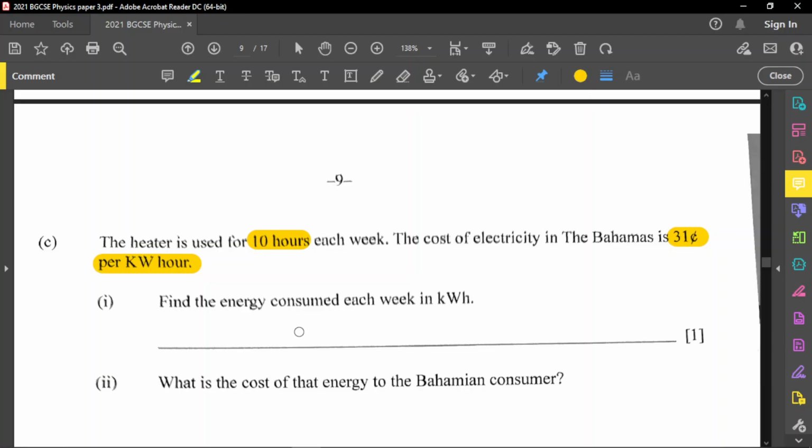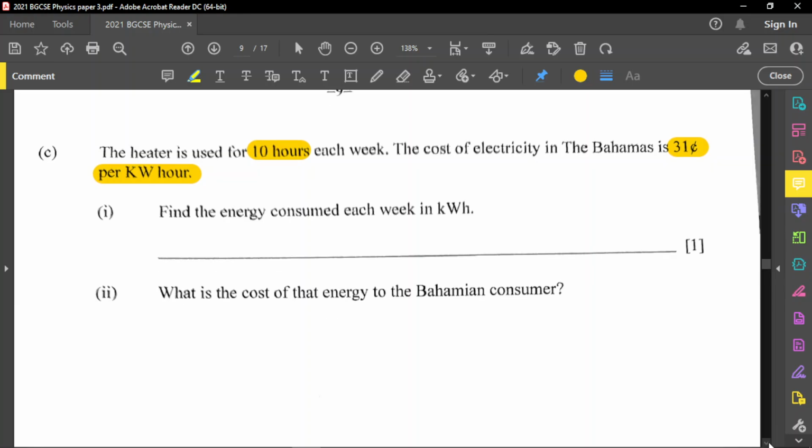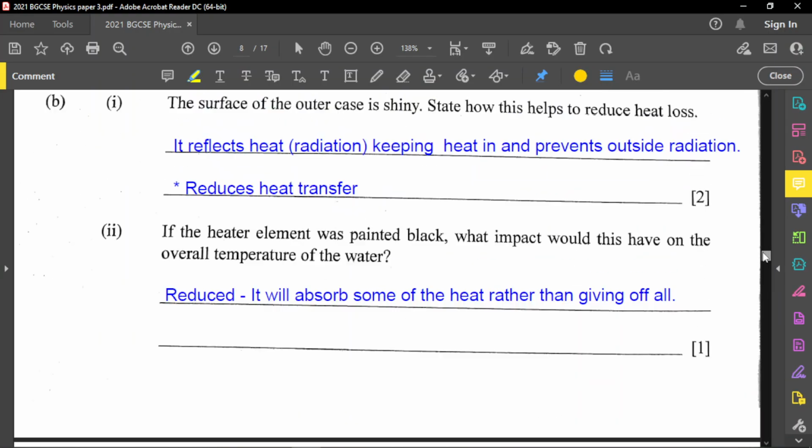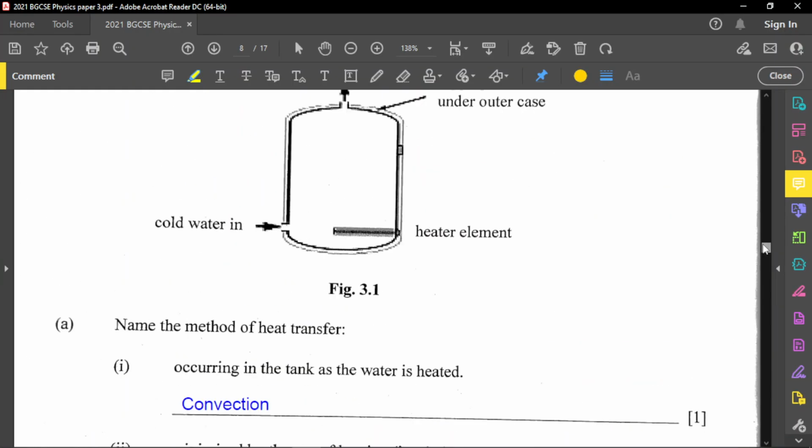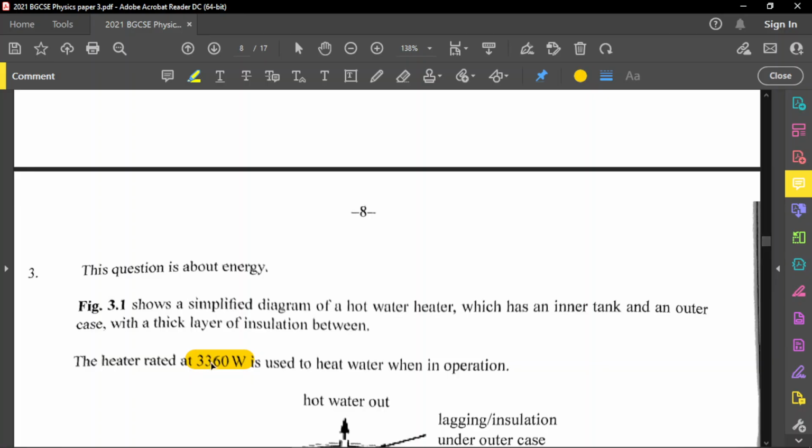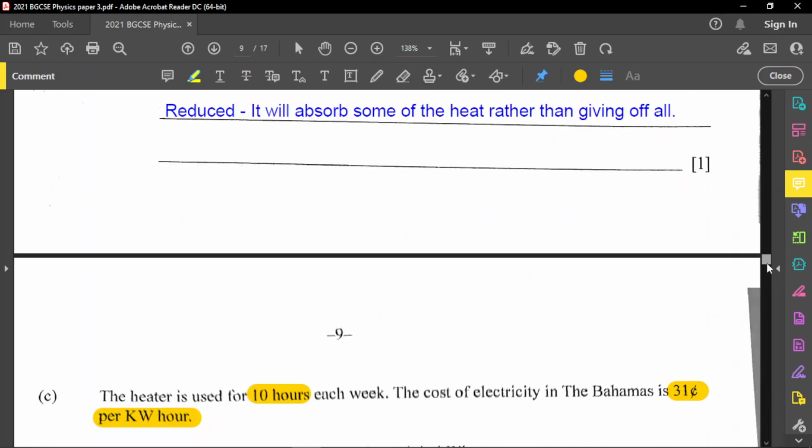And if you want to find the energy consumed each week based on this information, let me just go up a little bit more so we have enough space to work with. First to point out is the heater itself. Going back to the previous question, the heater is rated 3,360 watts. That's very important. So the power output of the heater is 3,360 watts. We're going to use that in this calculation.